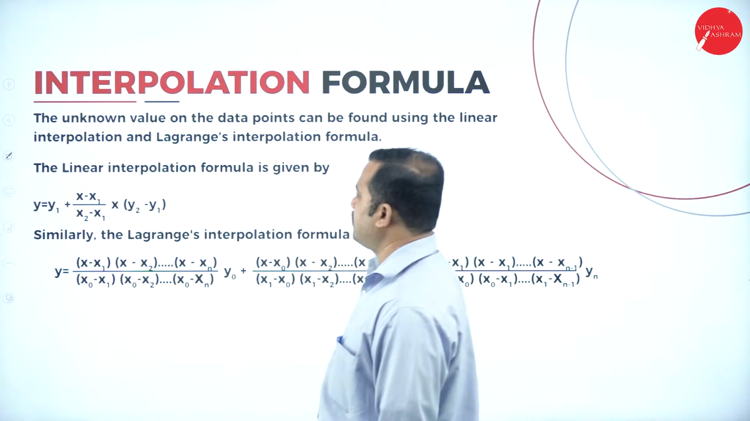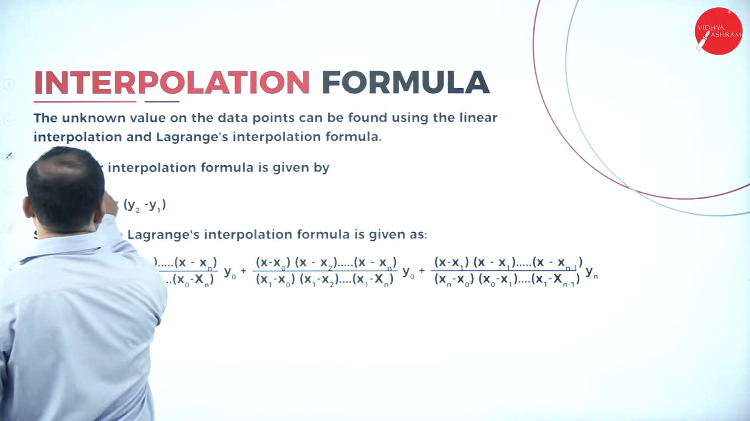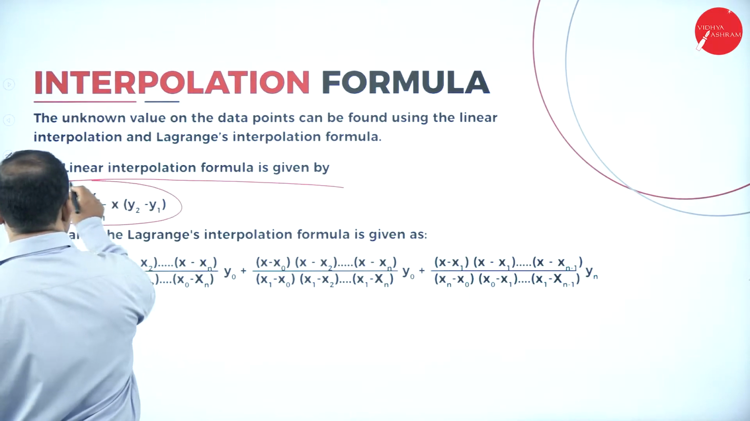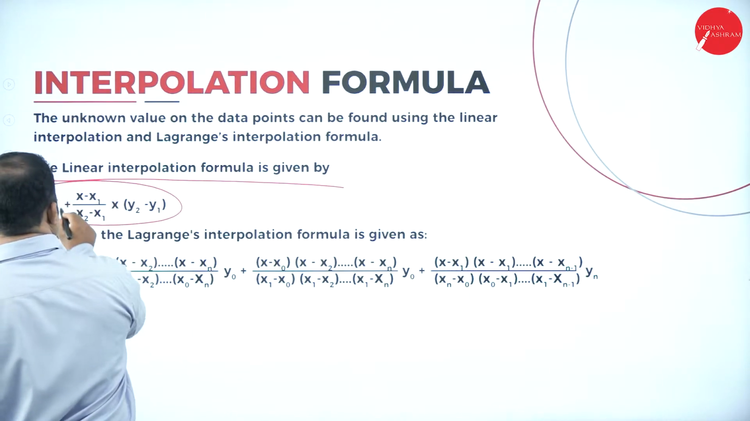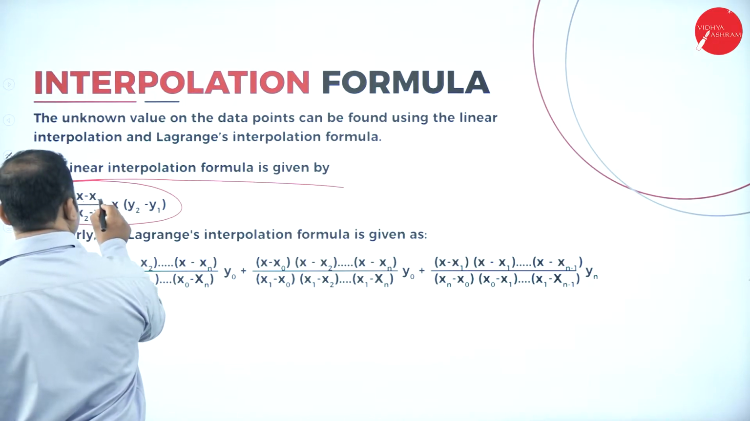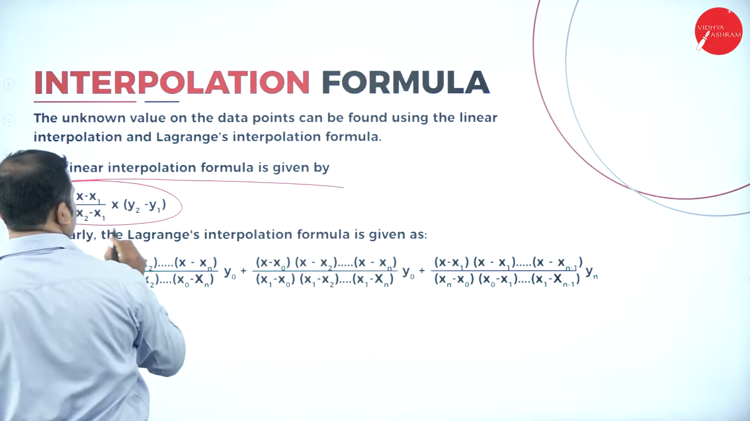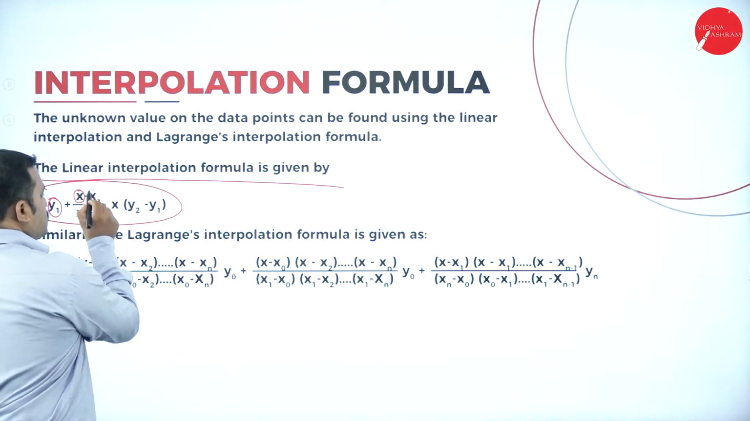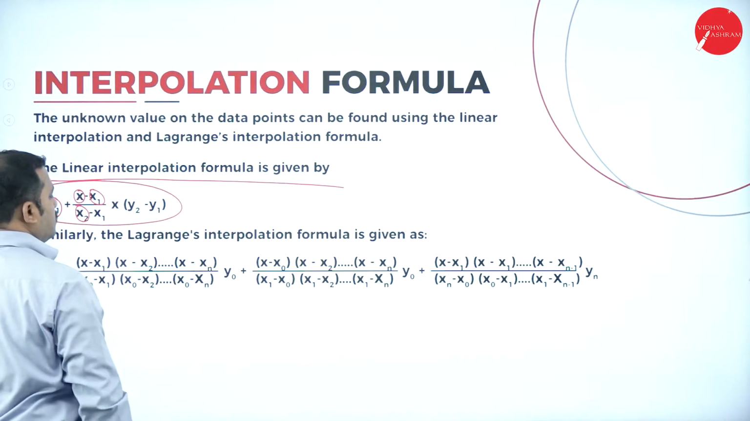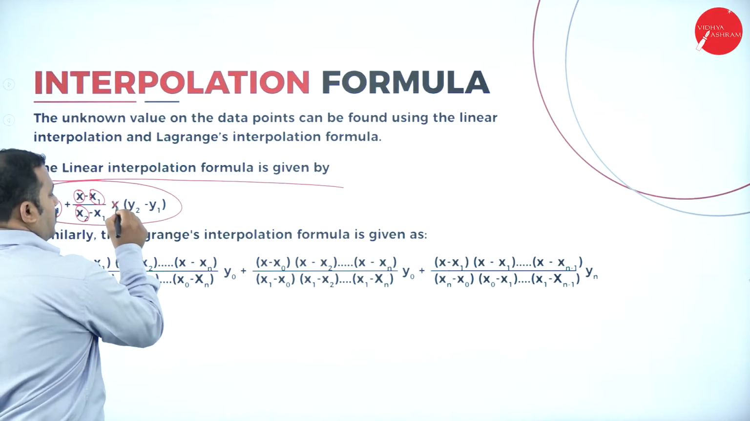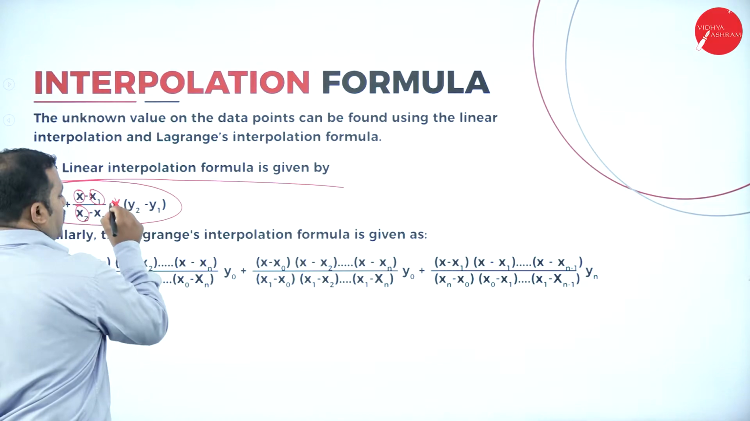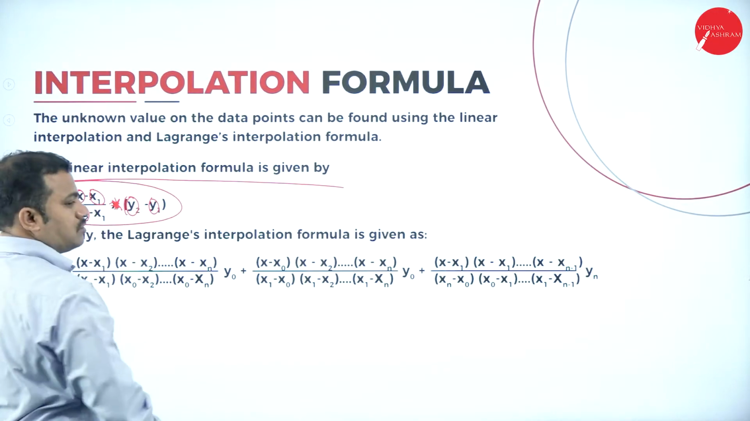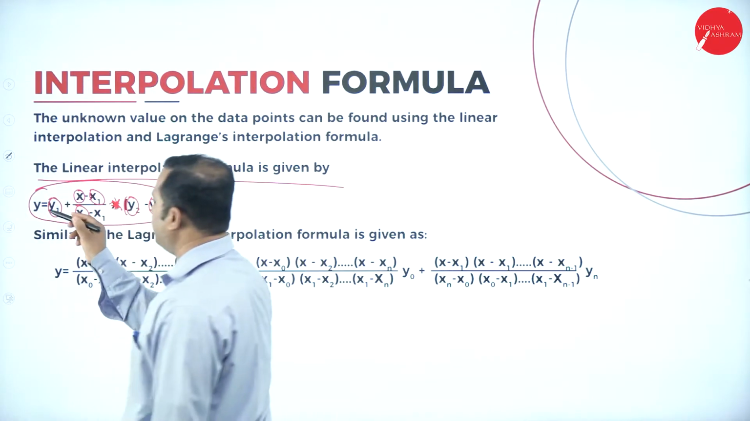A linear interpolation formula is given by y is equal to y1 plus x minus x1 divided by x2 minus x1. Please observe this carefully. I have x here, x1 here, x2 here. I have the multiplication symbol here, that is multiplication of this, with y2 and y1 being the two values. And which is the value I am going to determine?